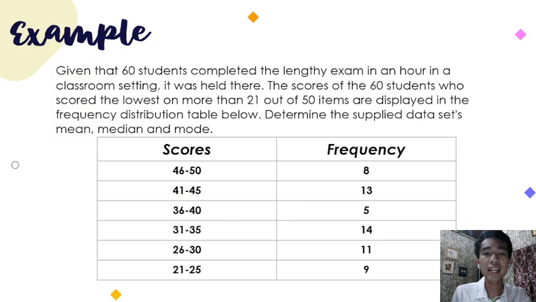So we have here an example. Given that 60 students completed the lengthy exam in an hour in a classroom setting, the scores of the 60 students, who scored the lowest at more than 21 out of 50 items, are displayed in the frequency distribution table below. Determine the supplied dataset's mean, median, and mode. In this video, we are just solving for the mean, and in the following videos, we are solving for the median and the mode of this problem.